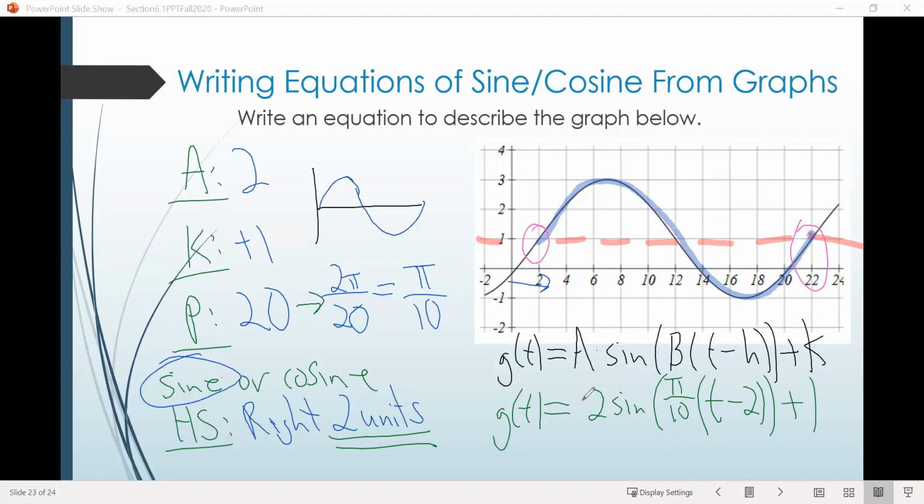Okay. And notice in this case, unlike the previous one, we'll leave the value for a positive since the function followed the typical shape of a sine function going up first, so there was no reflection. So we see this here, g of t equals 2 times sine of pi over 10 times t minus 2, all plus 1. That will be our equation for this graph.